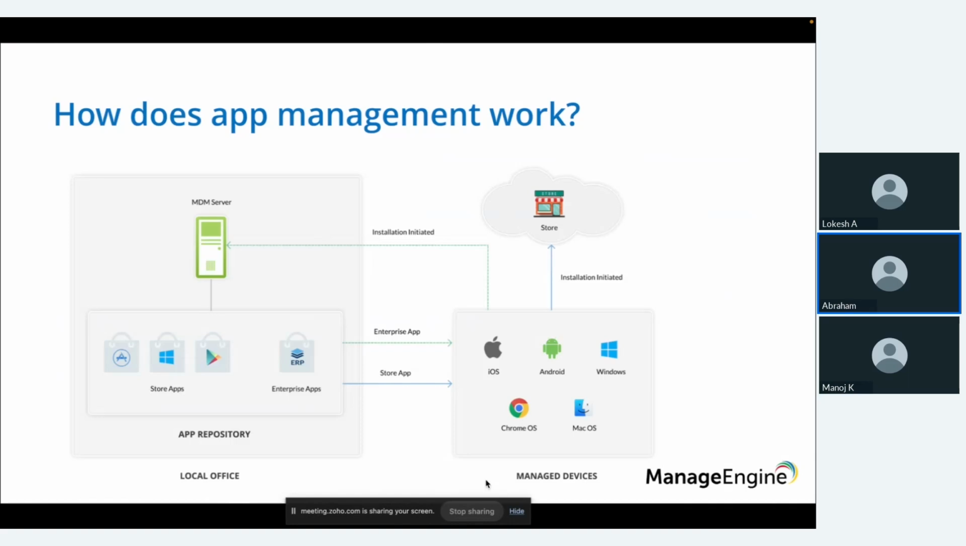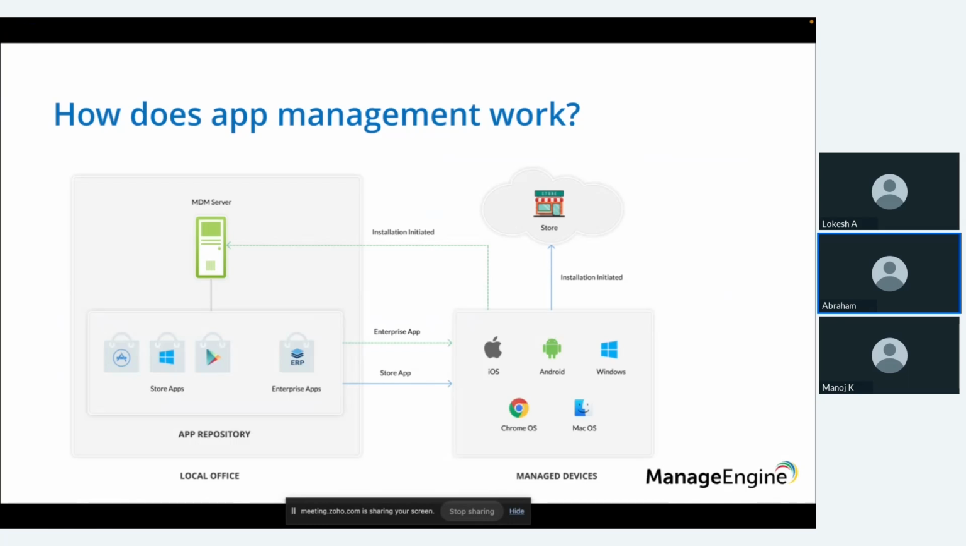Whenever you want to make a purchase for an application, all you have to do is to use the respective stores. So for Apple, it is the Apple Store. For Windows, it is the Windows Business Store. And for Google, it is the Google Play Store. So whenever you want to add applications, you could simply integrate those accounts with the MDM server and purchase the necessary applications directly from the respective stores.